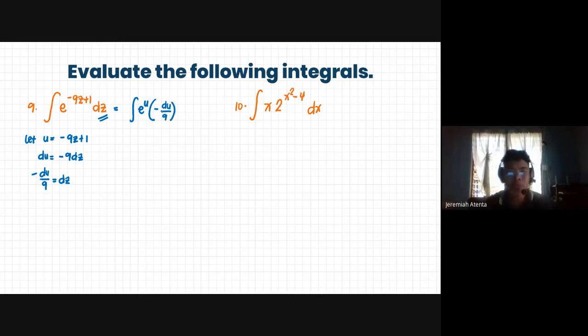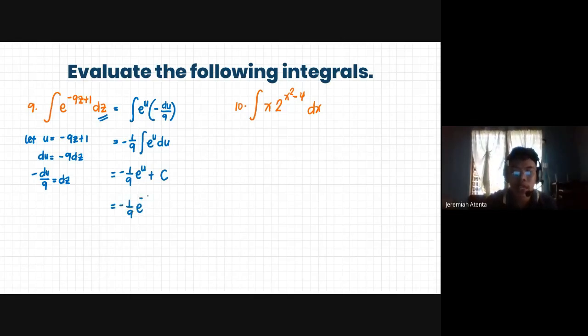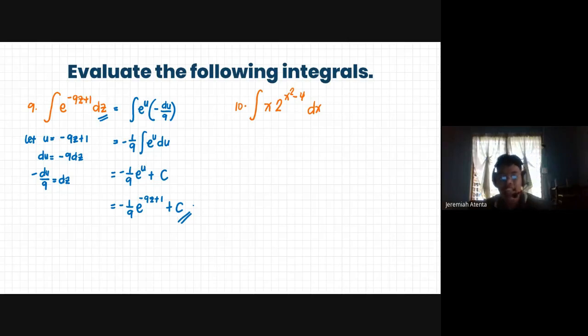Okay? From that, we can keep negative 1 over 9 outside the integral sign. So we have negative 1 over 9 integral of e raised to u du. And that is negative 1 over 9 e raised to u plus c. And we change the exponent. We have negative 1 over 9 e raised to negative 9z plus 1 plus c. And this is now our final answer. Medyo madali lang siya, no?